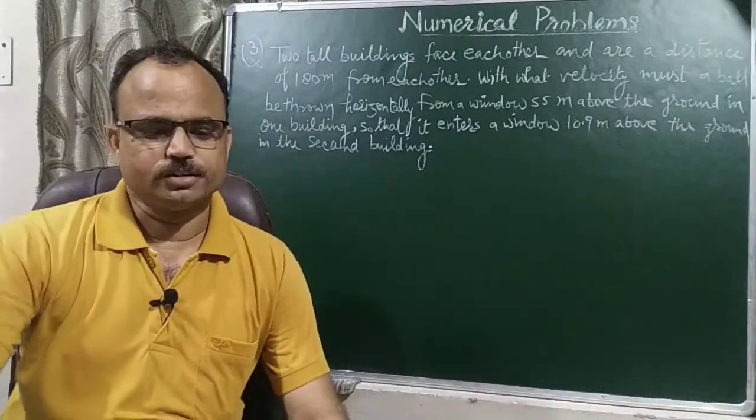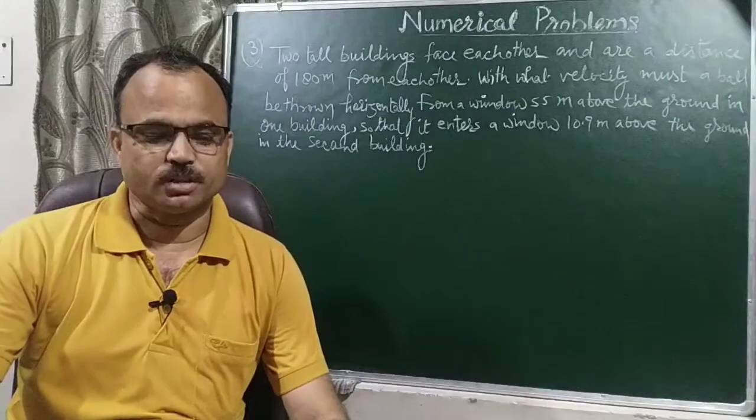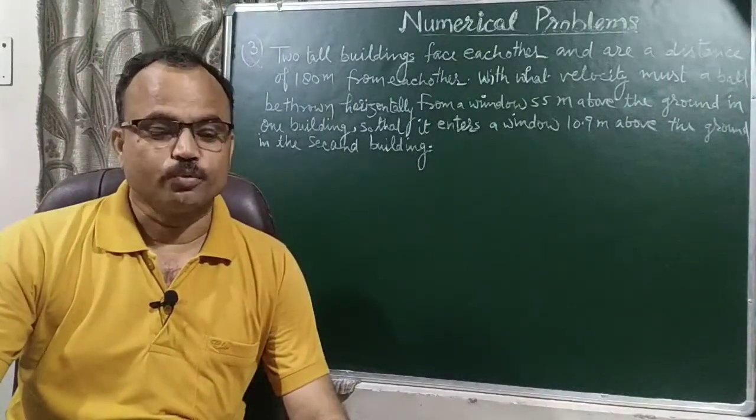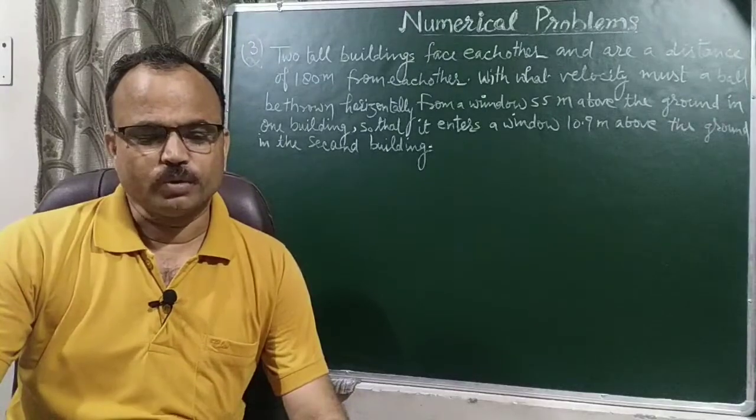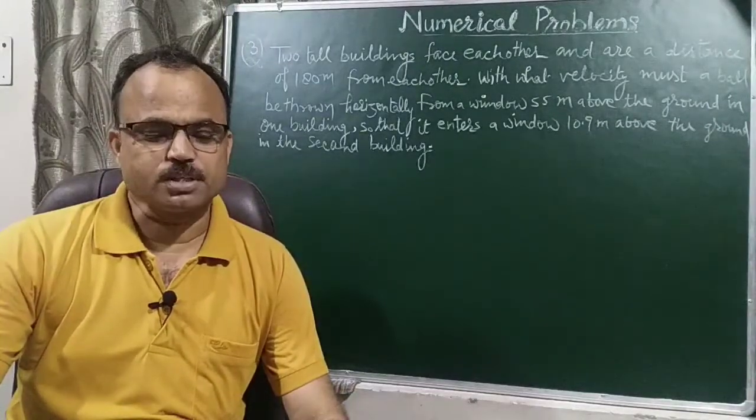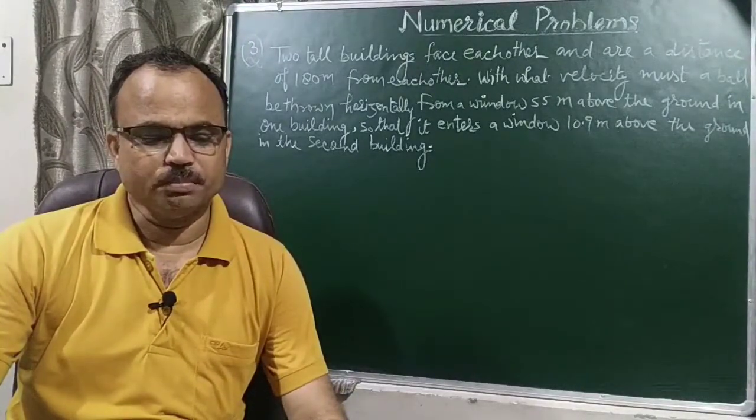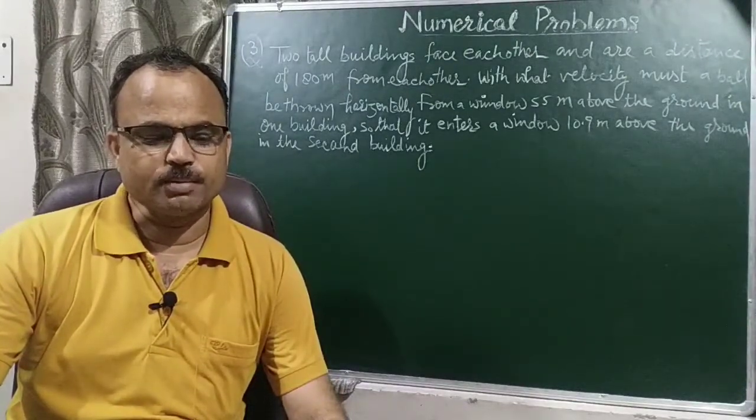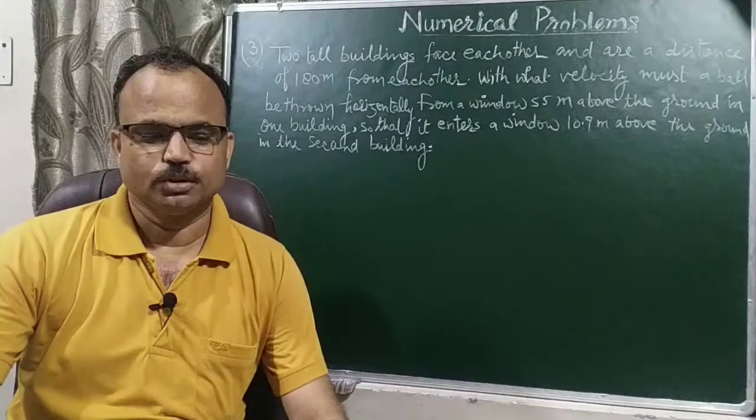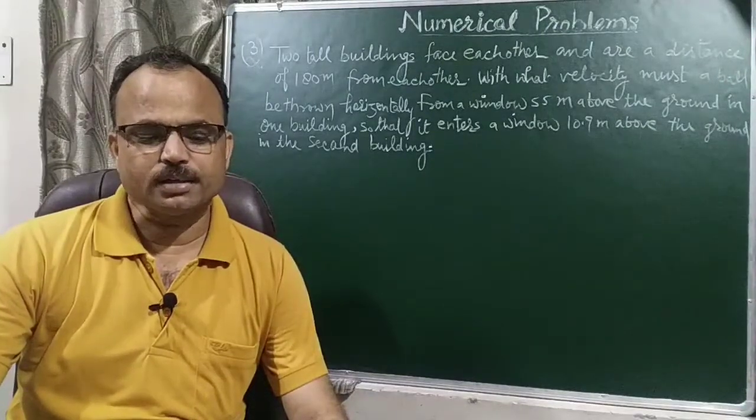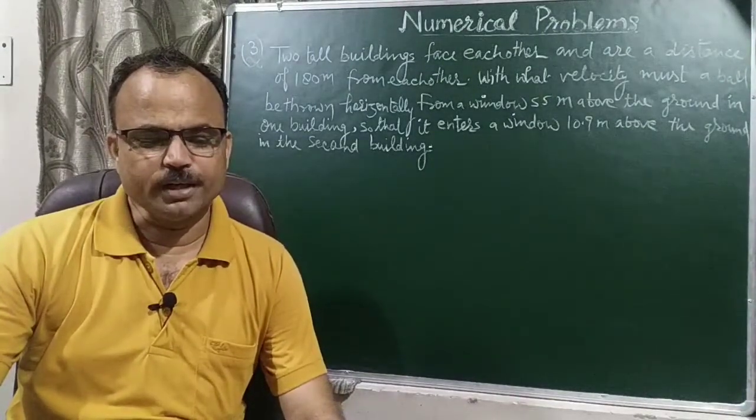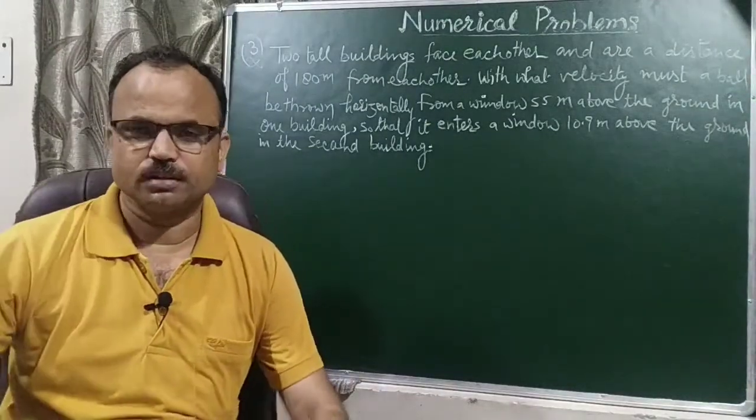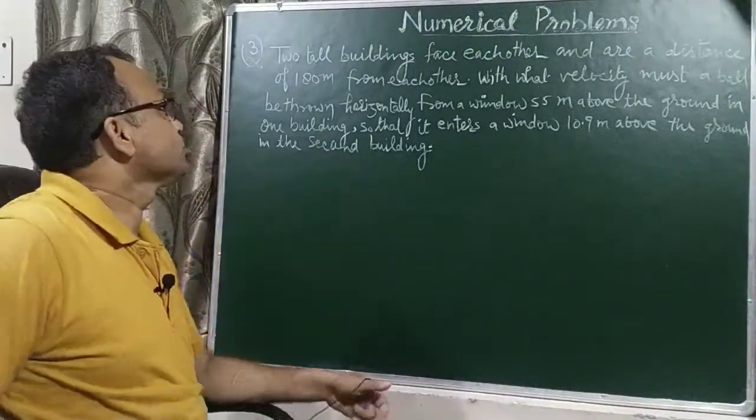Okay. Now note the next problem. Two tall buildings face each other and are at a distance of 180 meter from each other. With what velocity must a ball be thrown horizontally from a window 55 meter above the ground in one building, so that it enters the window 10.9 meter above the ground in the second building? Now see the situation.